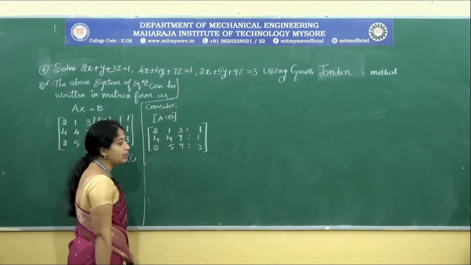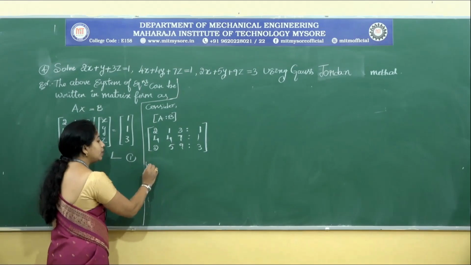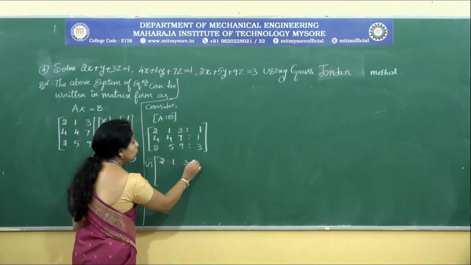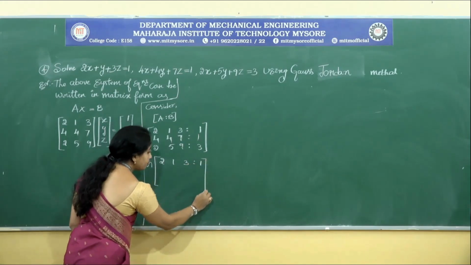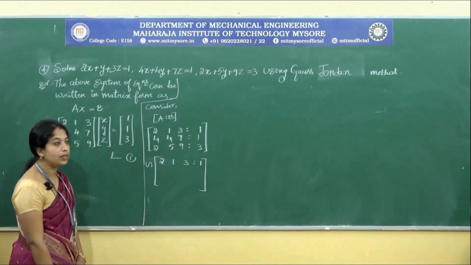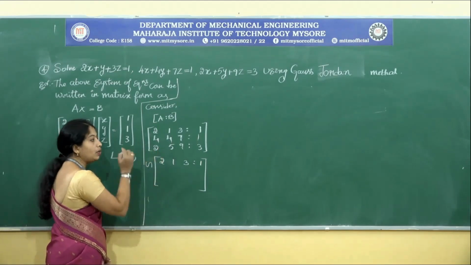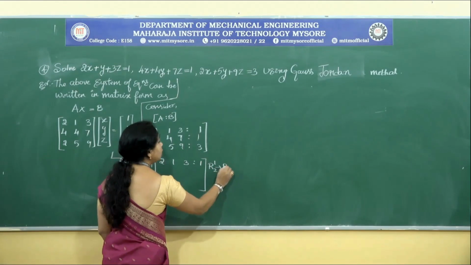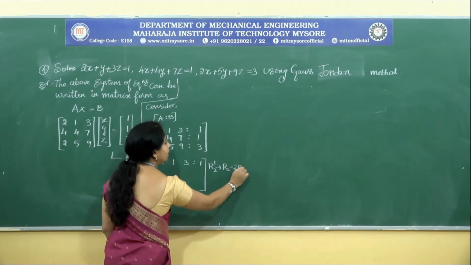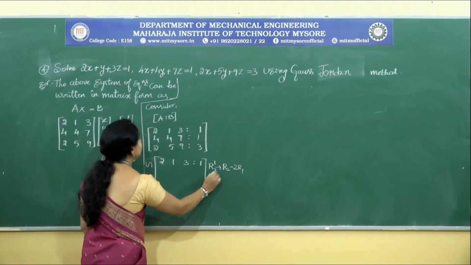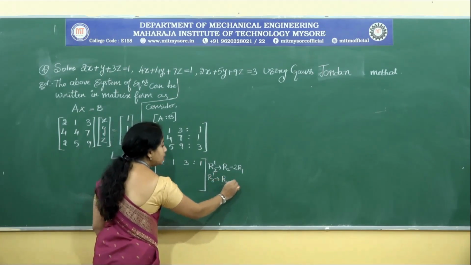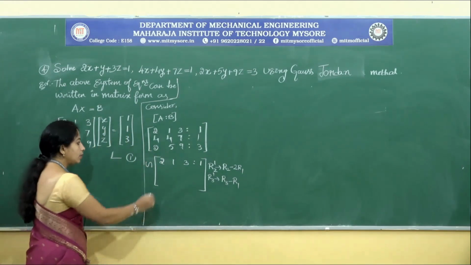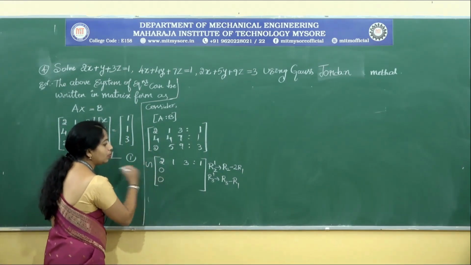Consider an augmented matrix. Now this matrix is equivalent to, writing the first row as it is, 2, 1, 3, 1. Now using the row operation, make these two elements as 0. The row operation will be R2 dash is R2 minus 2 times R1, R3 dash will be R3 minus R1. Now these two elements are 0.